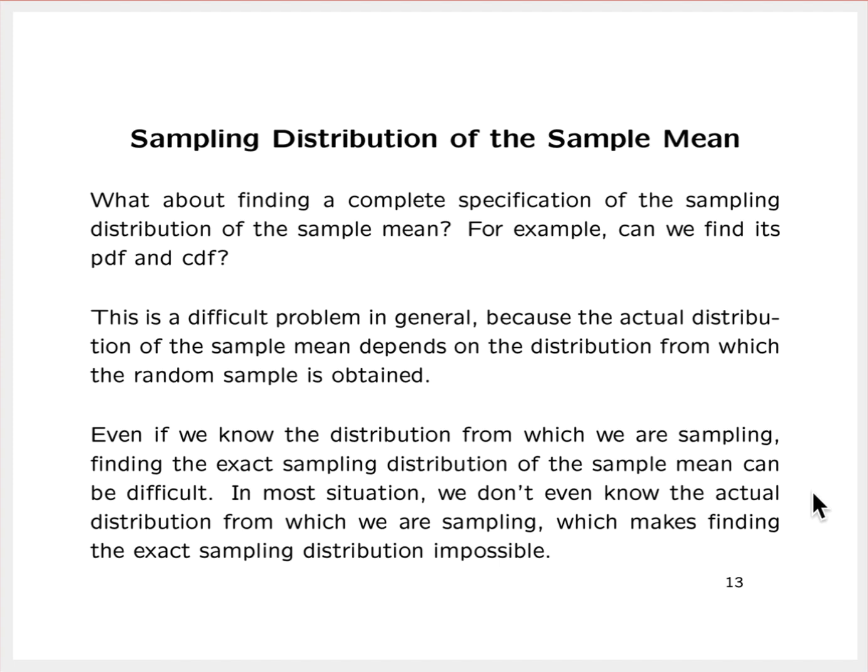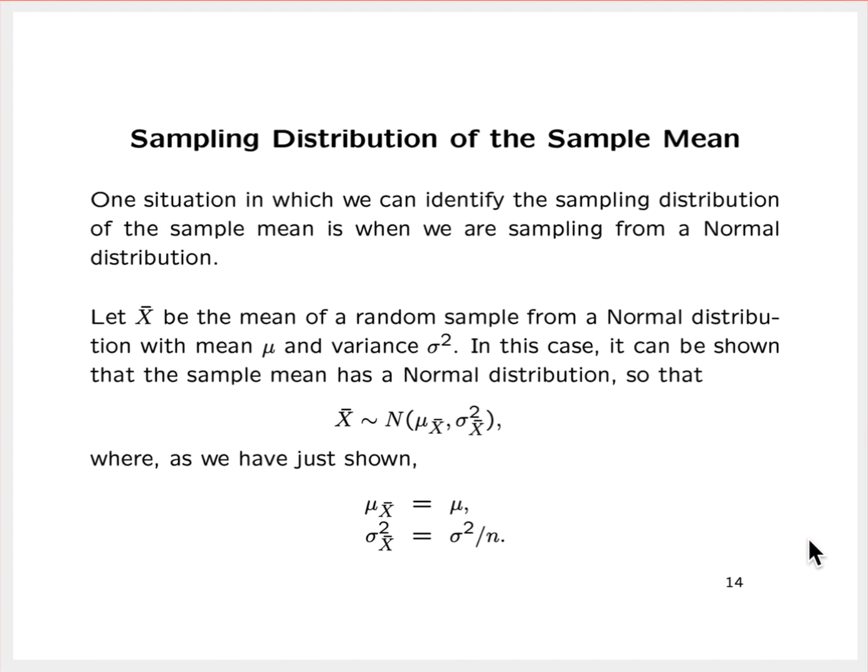So for those two reasons, in most cases in the real world, we're not going to be able to derive the PDF of the actual sampling distribution of the sample mean. But now there is one interesting situation where we can. There are other situations where we could, and we'll see some examples of those, but one interesting situation is when we're sampling from a normal distribution.